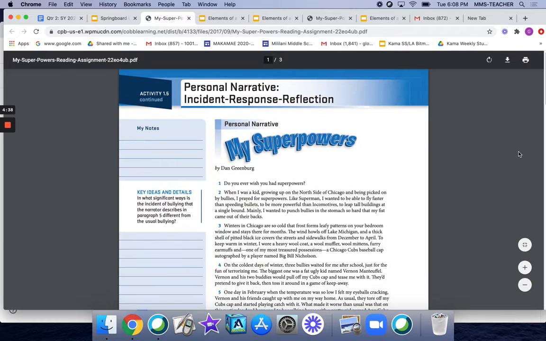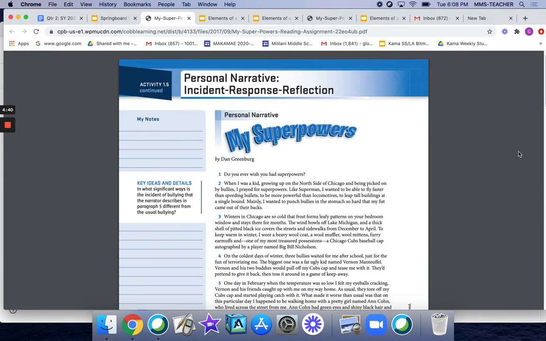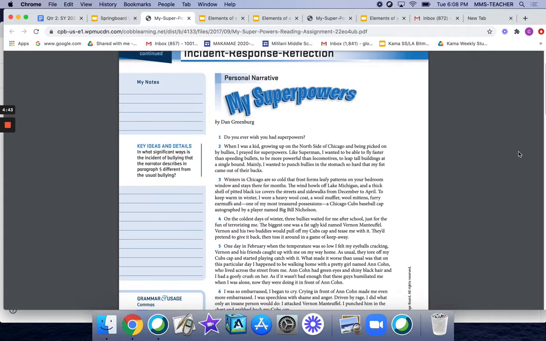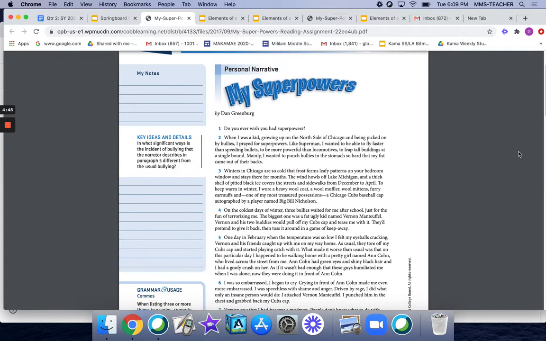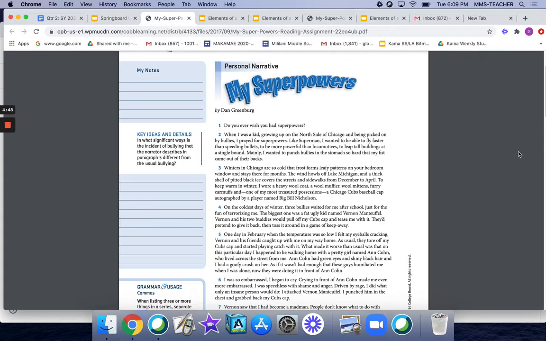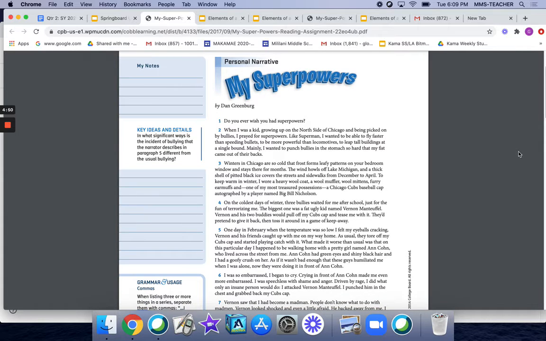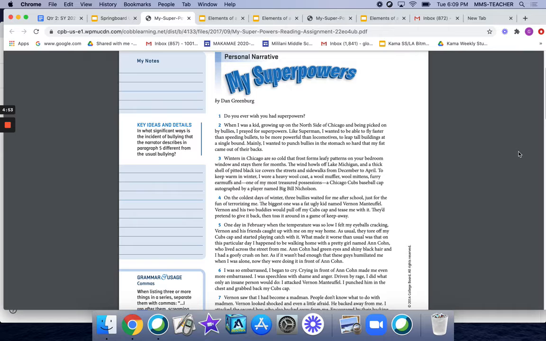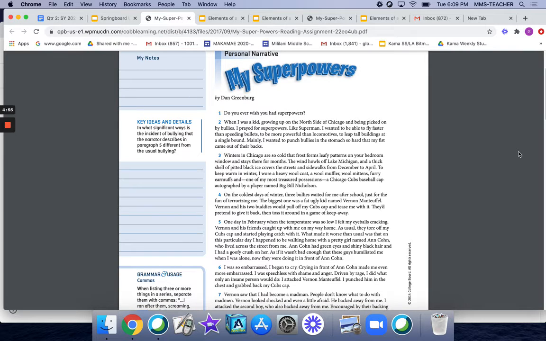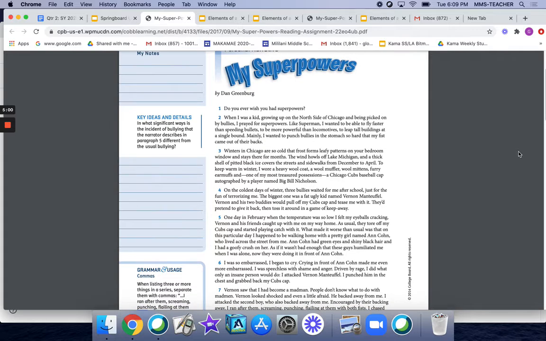Okay, so My Superpower by Dan Greenberg. Do you ever wish you had superpowers? When I was a kid, growing up on the north side of Chicago and being picked on by bullies, I prayed for superpowers. Like Superman, I wanted to be able to fly faster than speeding bullets, to be more powerful than locomotives, to leap tall buildings at a single bound. Mainly, I wanted to punch bullies in the stomach so hard that my fists came out of their backs.